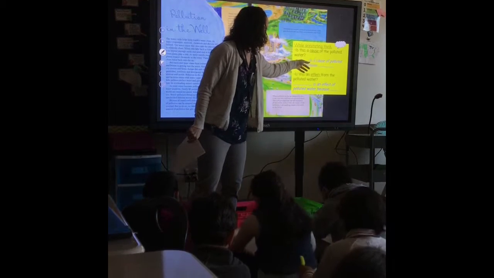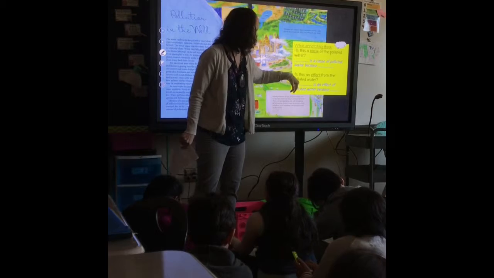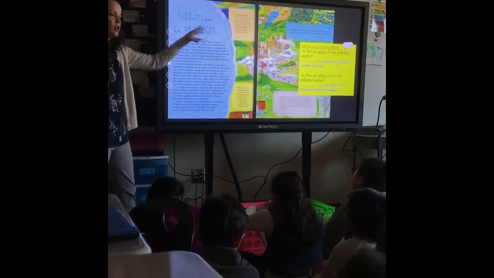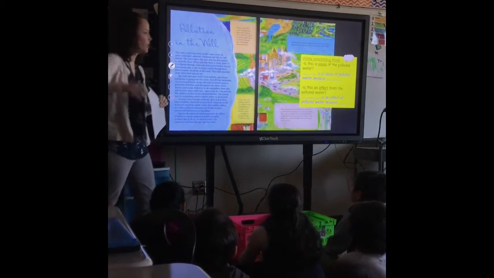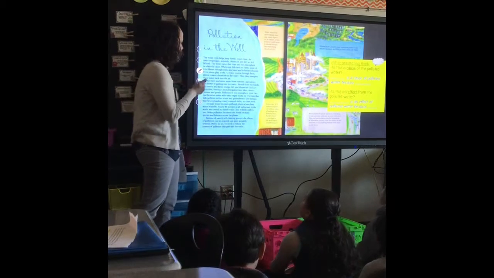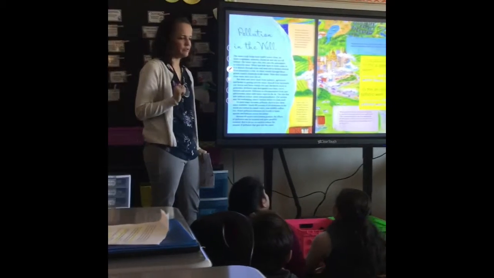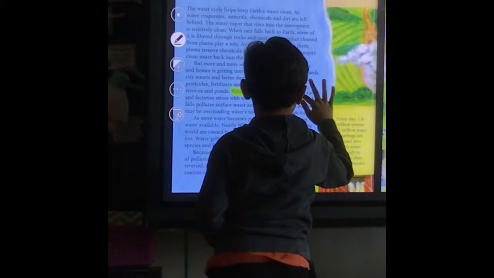Blank is a cause of polluted water because, and then the second part is, is this an effect from the polluted water? So is this causing water to be polluted, or is something happening because we have polluted water? So you can help me identify, help me highlight a cause or an effect of polluted water. And can you read it as you're highlighting it?